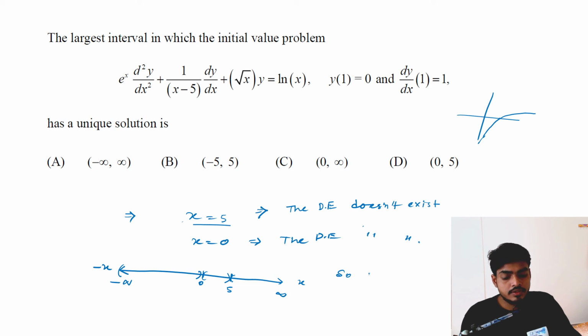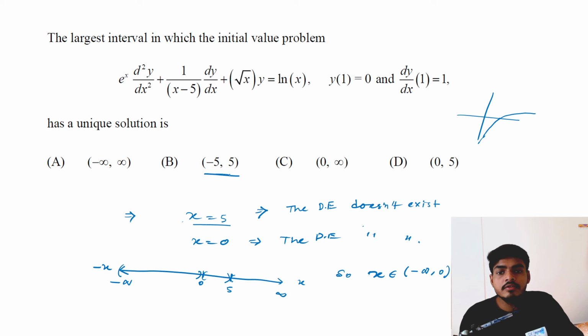So x, where you can choose x, is minus infinity to 0, union 0 to 5, union 5 to infinity, right? In this region, this differential equation is existing. But if x is equal to 0 or 5, the differential equation doesn't exist. So from that region, you can simply say they are asking about unique solution. But if x is 0 or 5, you don't get a solution.